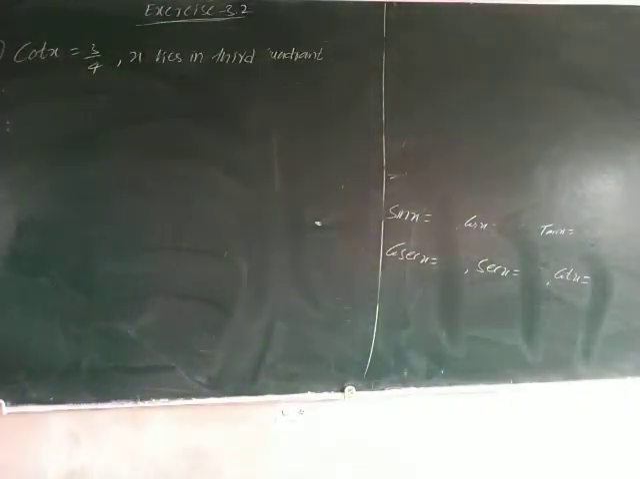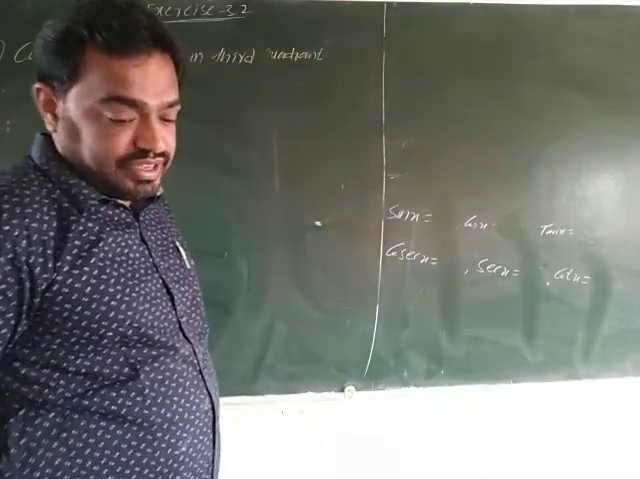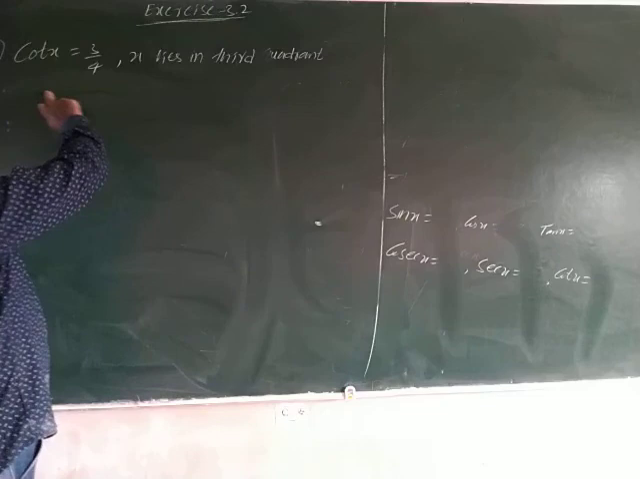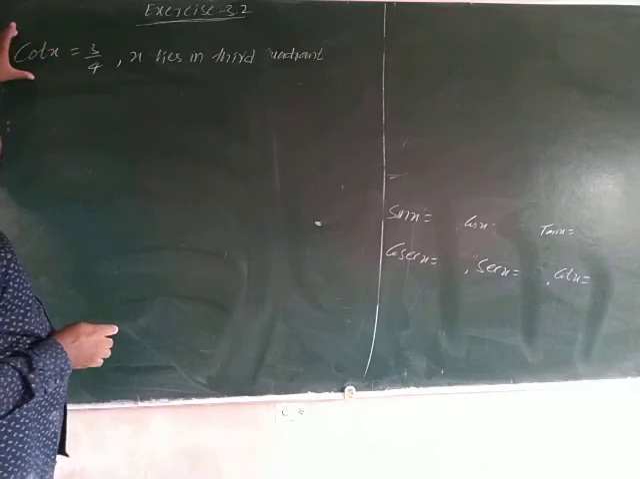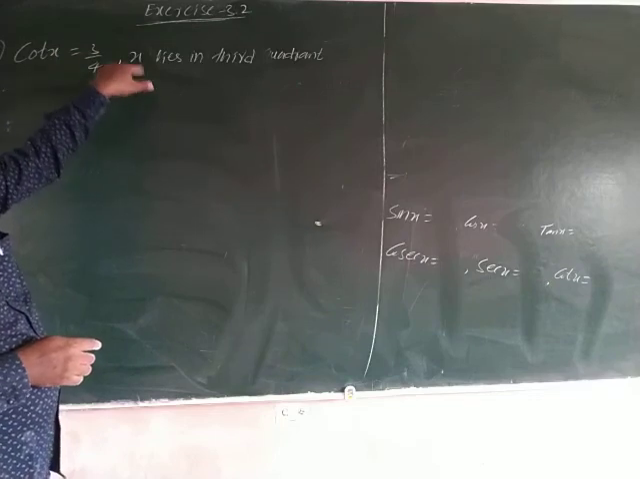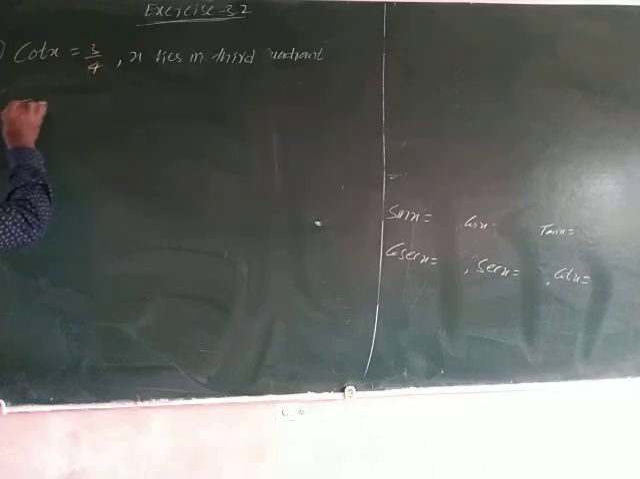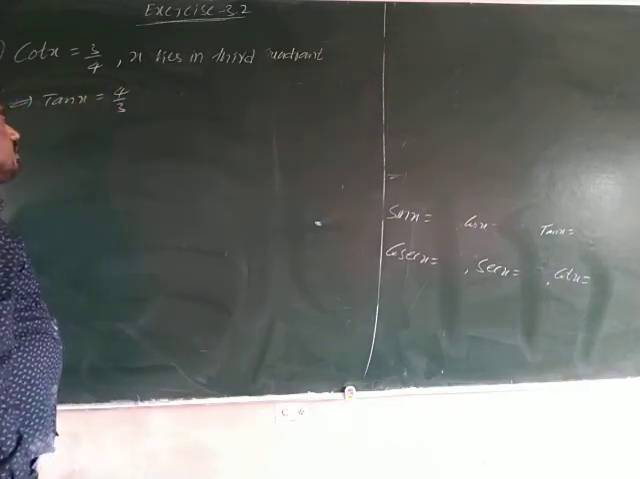Question number 3. Cot x equals 3 by 4, x lies in the third quadrant. Here's the question. You write the question like this. In the solution, again you write this first line. This is the question. In the solution also, again you write this one. Solution: cot x is equal to 3 by 4. Then tan x. Okay, clear.